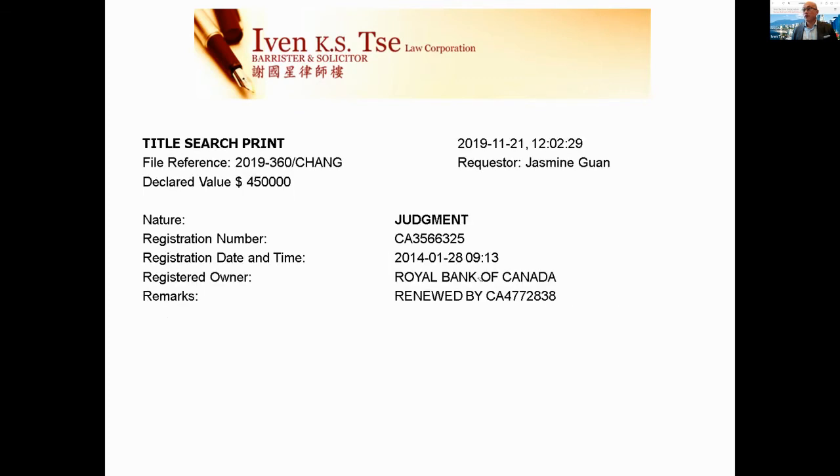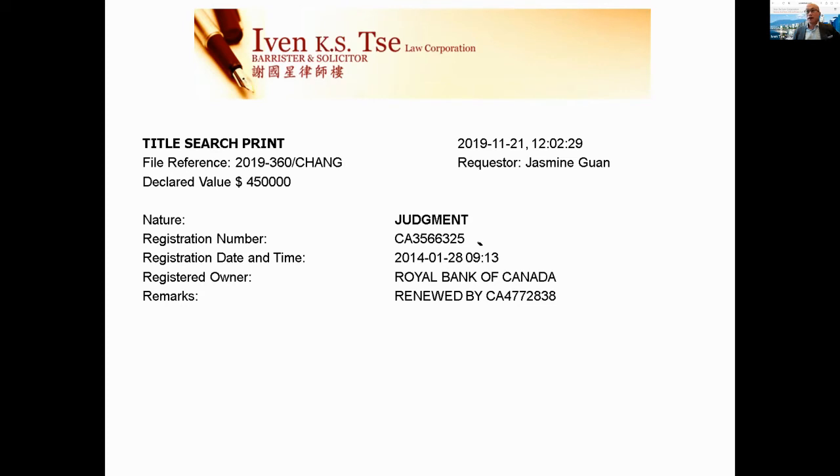Next one, judgment. This is quite common. If you see a judgment and you see a bank, you know that a foreclosure action has started. You can search the foreclosure courts, civil Supreme Court BC, and put in judgment. You won't see this number, the CA356. This is just the land title office registration. You won't find that in court services online.